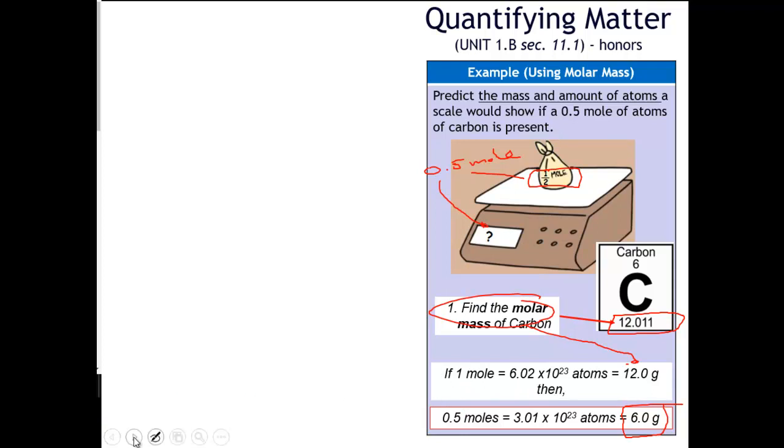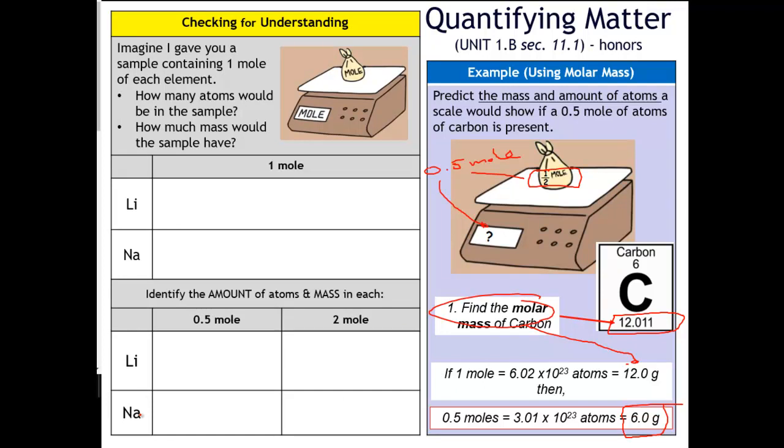So let's try this out. Let's have you try this out. Same idea here. You have about 1 mole of each element in this picture. I want you to tell me how many atoms would be in this sample if it was 1 mole. Once you tell me how many atoms there would be, tell me how much mass it would have.